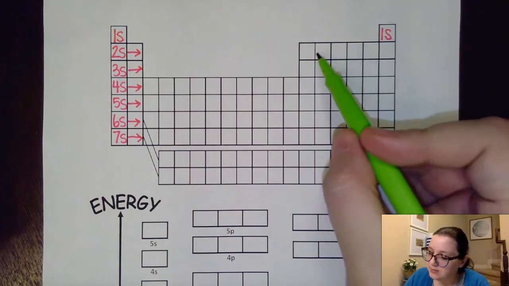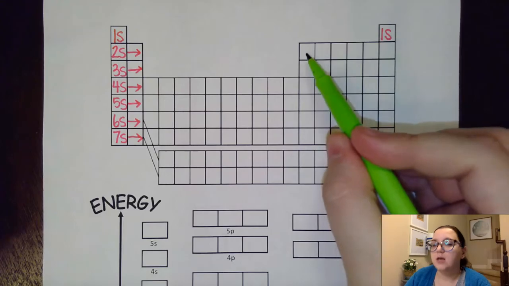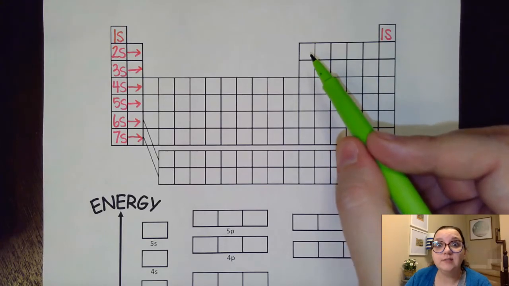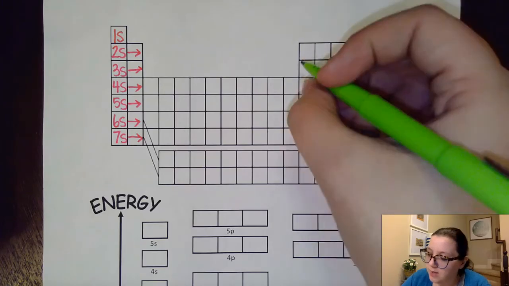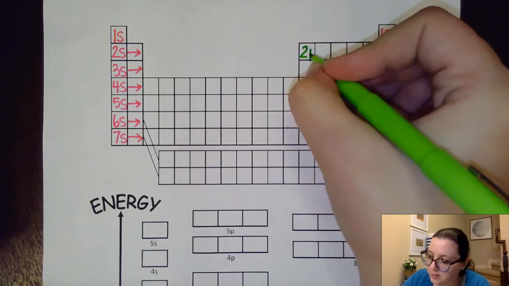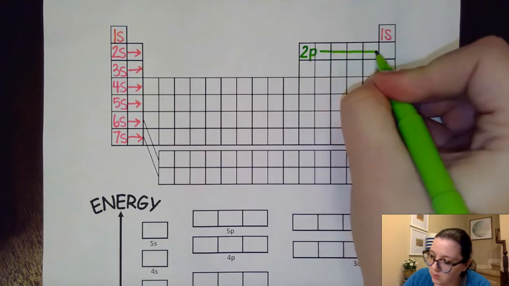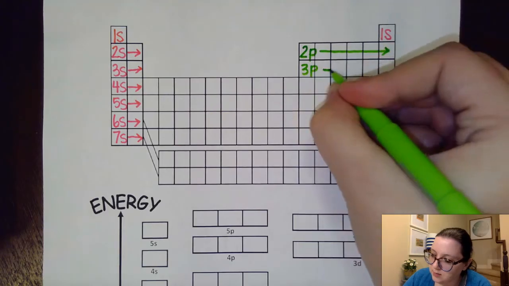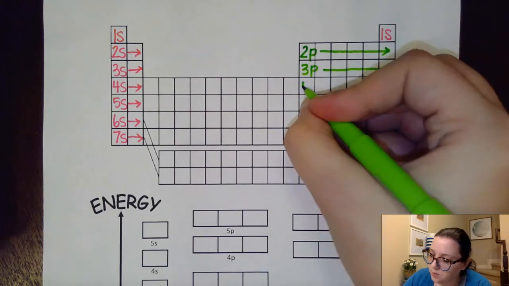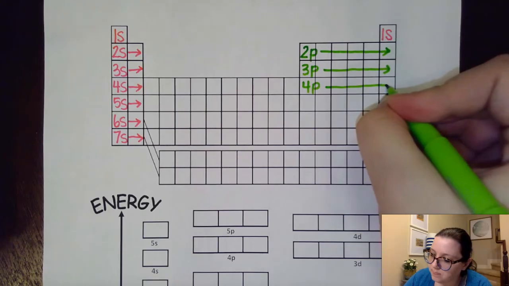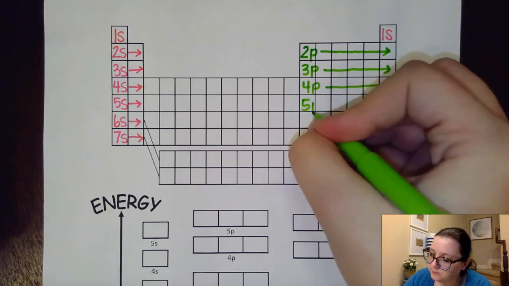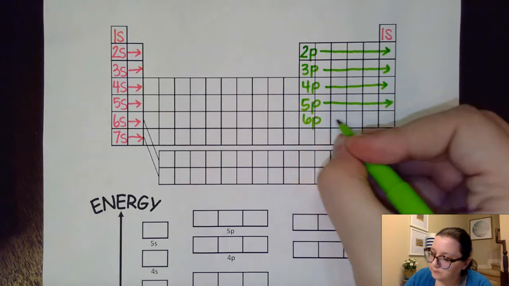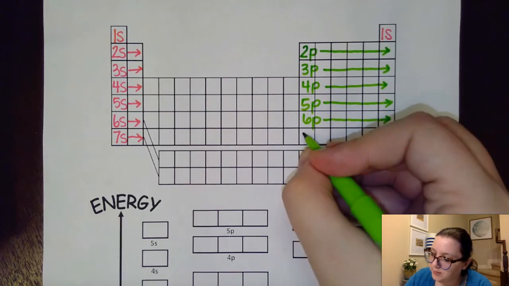All right, so next, let's talk about where P fills up. P fills up in this section over here. Now, we don't see P start until the second energy level. So I'm going to label this with 2P, and I'm going to make it go across. And then I'm going to continue with my count: 3P across, 4P, 5P, 6P, and 7P.